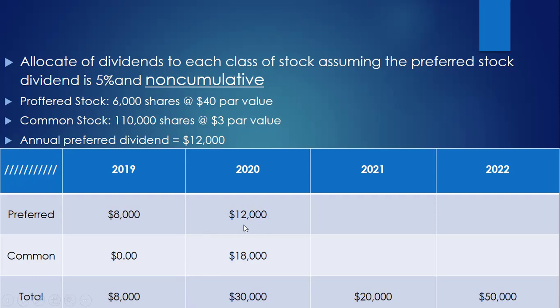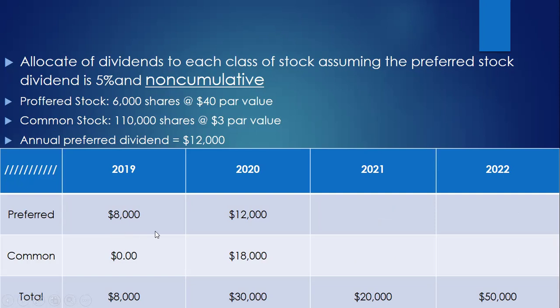This is 12,000. They were short 4,000 last year. Since this is non-cumulative, again, too bad for them. They're not going to carry over the 4 plus the 12. No, it's non-cumulative, my friend. You agreed to have non-cumulative stock. So too bad. You only get 12,000 this year, and for last year, good luck. Sorry, there was not enough.